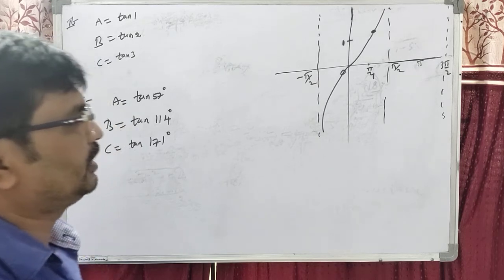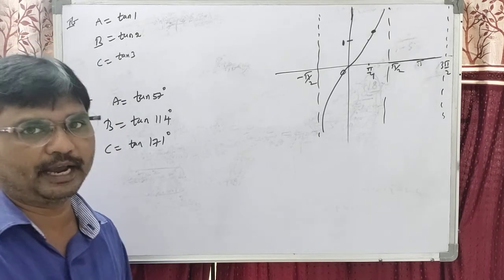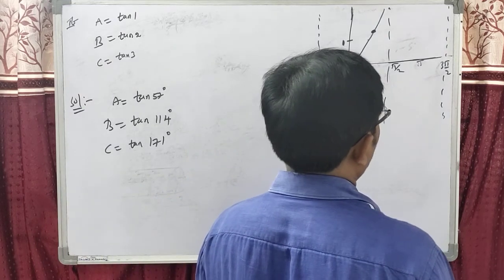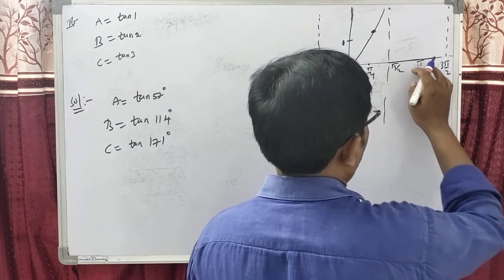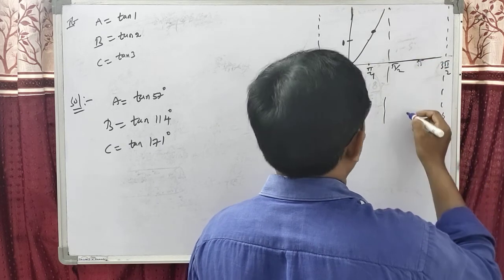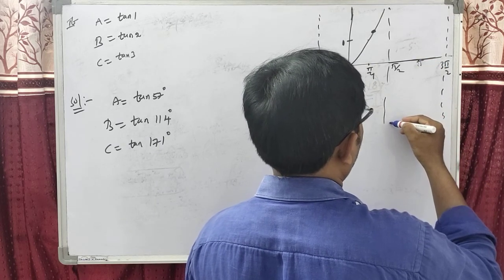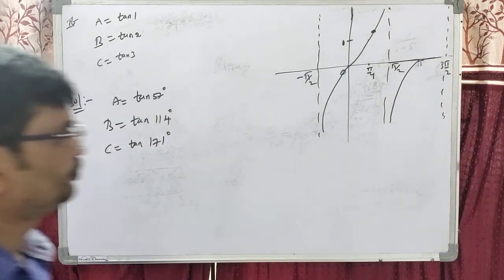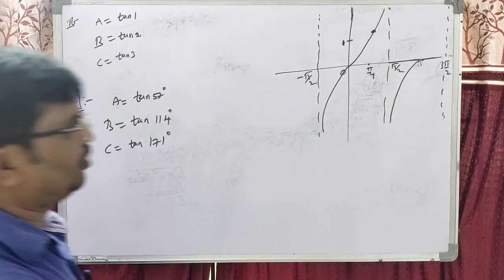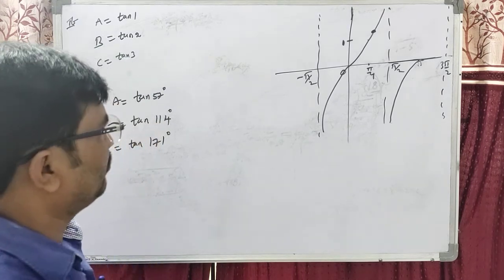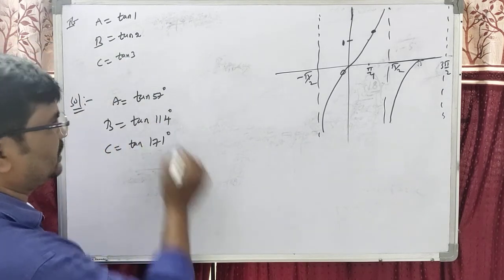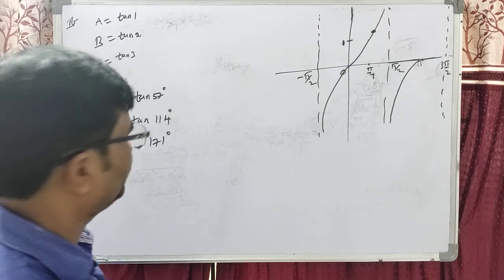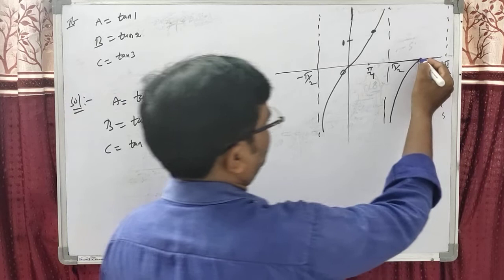Everybody knows, students, that tan pi is 0. Now we have to find the value of tan 117. Approximately 117, since tan pi is 0, students.